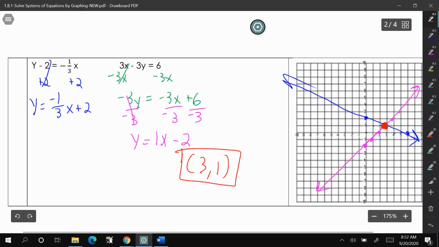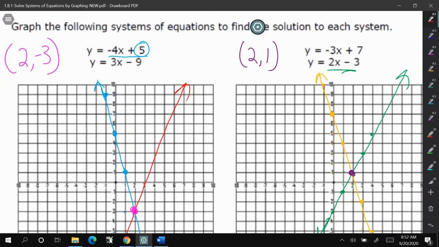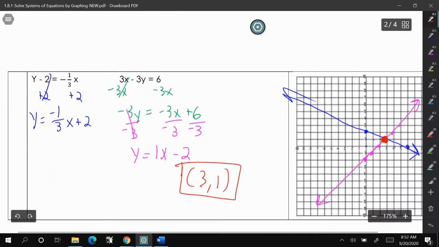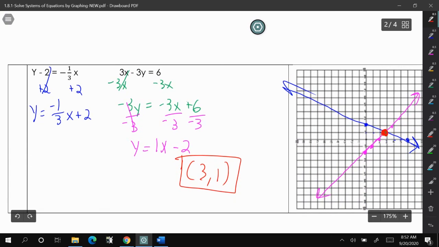So you need to work and get y by itself before you graph. Up here, y was already by itself, so we were good to go. Down here, both equations, you need to solve for y first.